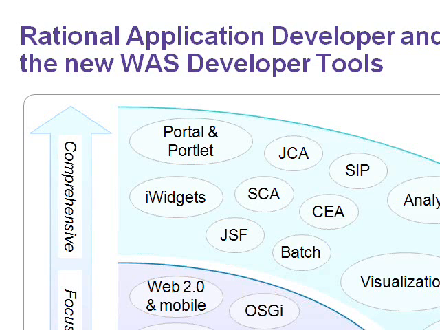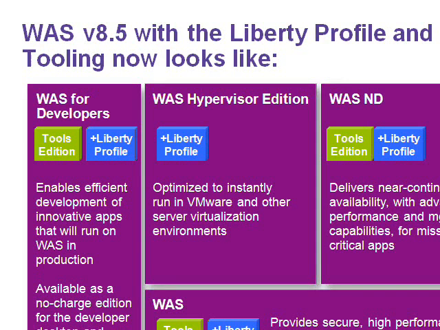Slide 34 tells you now what it looks like. With the 8.5 Liberty profile, what do the offerings look like? So if you see, WAS for developers has a tools edition plus a Liberty profile. We have WAS which comes with Liberty profile along with tools edition. We have WAS Express which has a Liberty profile. So Liberty profile is being added into all the offerings because it's a lightweight version, very suitable for developers.